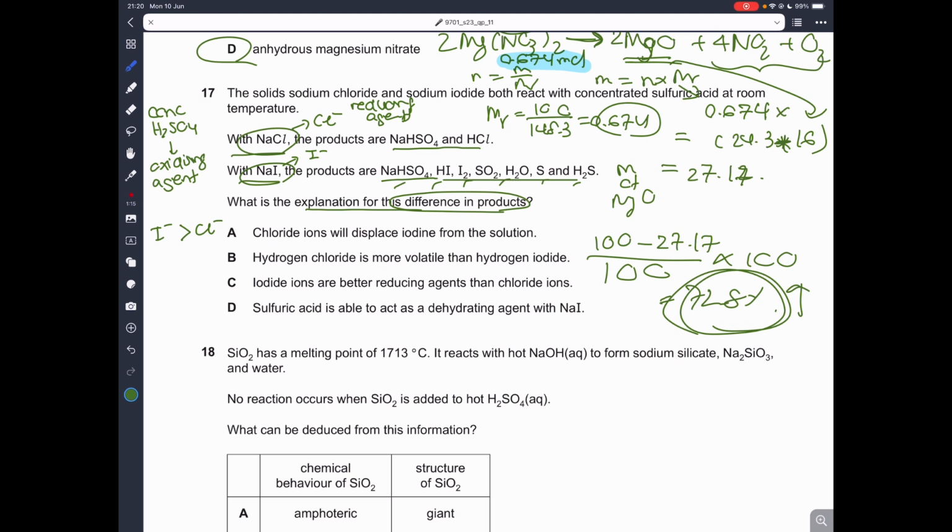Or you could say in a reverse argument that the sulfuric acid is not a powerful enough oxidizing agent to oxidize the chloride ion. So that would also be a valid explanation. So the explanation that matches question 17 is C, because iodide ions are better reducing agents than chloride ions. And you have to know that the order goes down from Cl minus, Br minus, I minus. As you go down the halide ions, they become more effective reducing agents.